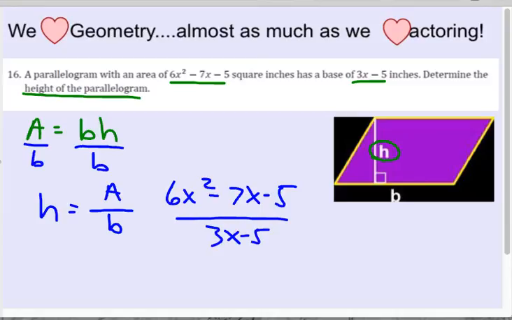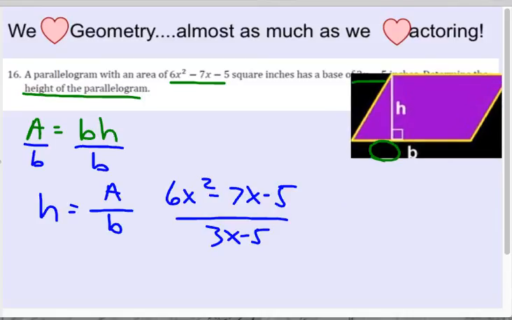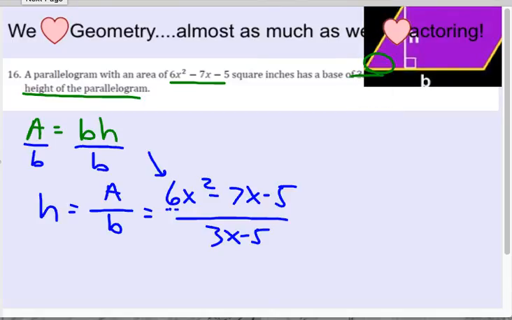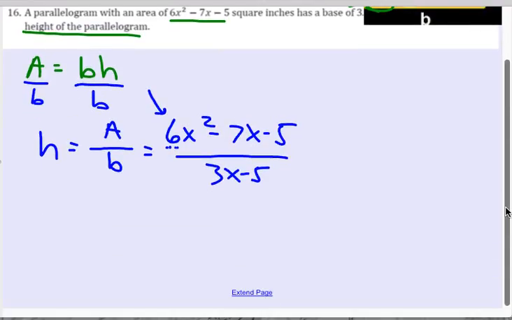Now nothing cancels out here yet. You should be able to factor this numerator, hopefully. The denominator, 3x minus 5, has nothing in common. The numerator is a general trinomial, but we have a 6x squared here. So you can do guess and check, or you can use the box method. I guess I'll try guess and check first.